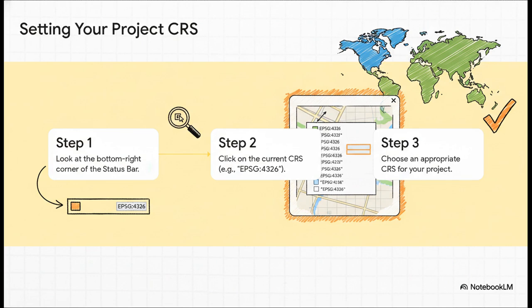Just look down at that status bar we just talked about. In the bottom right corner, see that little code? Click on it. A window will pop up and you can pick the right coordinate system for whatever area you're mapping.